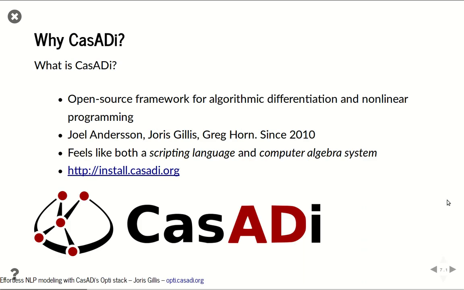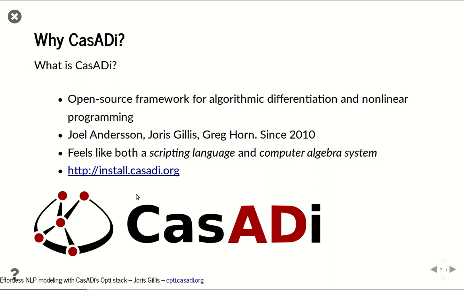Why would you consider CasADi? CasADi is an open source framework for algorithmic differentiation and nonlinear programming. It started out in 2010, and Joel Andersson was the first developer. I came in a bit later, and then also Greg Horn. CasADi feels a bit like a scripting language, but you can do some computer algebra system manipulations. So it feels a bit like a modeling language too.